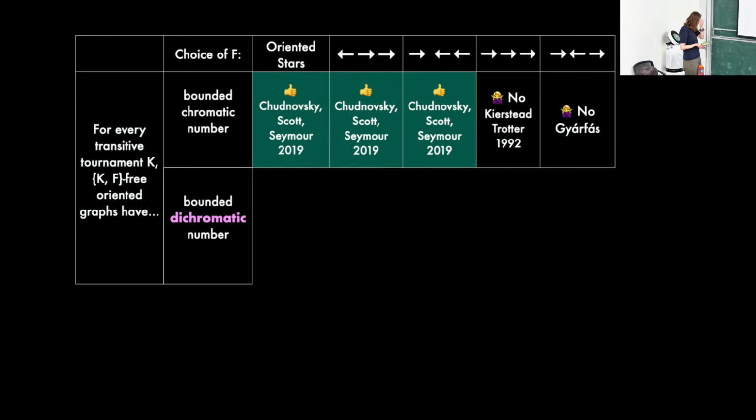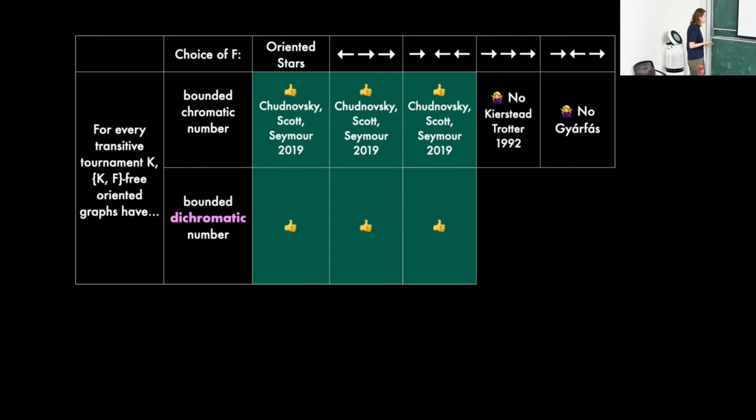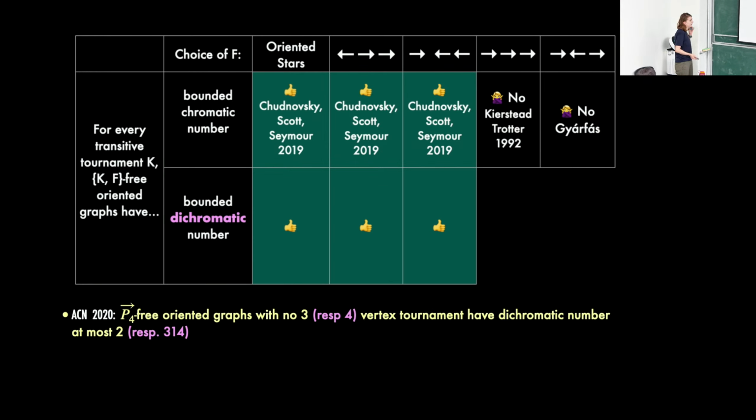So for the bounded dichromatic case, which is what we're interested in this talk, clearly since chromatic number is an upper bound for dichromatic number, these three immediately hold. And in the meantime, we had some initial results: if you exclude directed P4 and you don't have tournaments of size at most 4, then you have a bound on the dichromatic number.